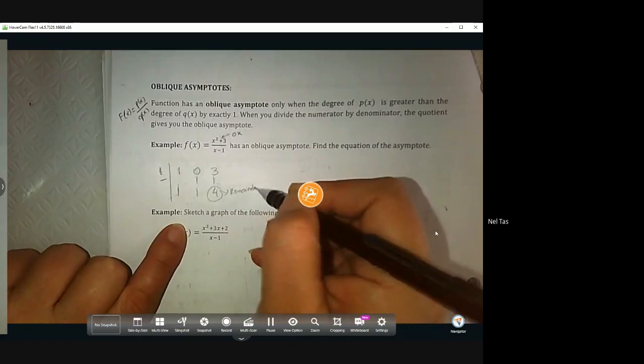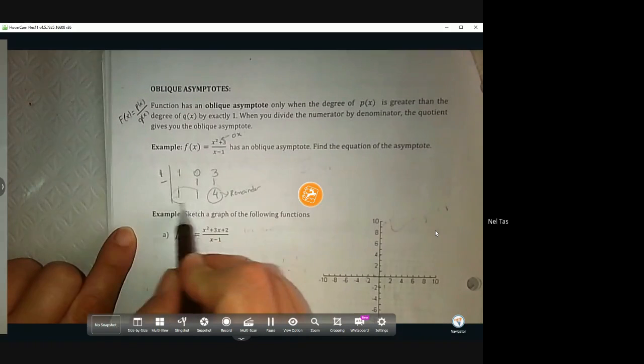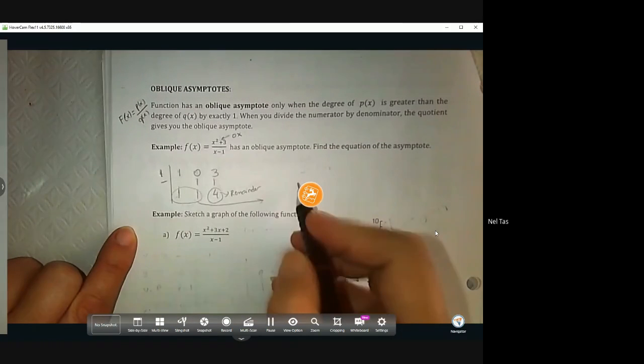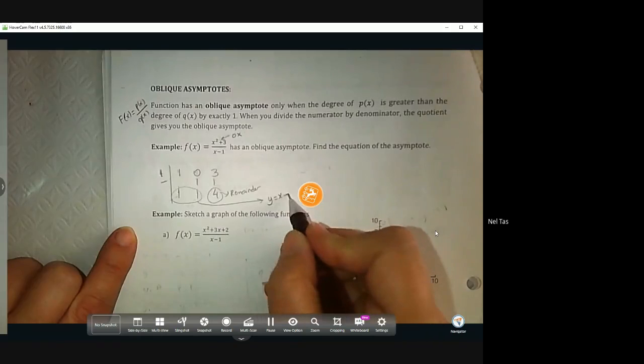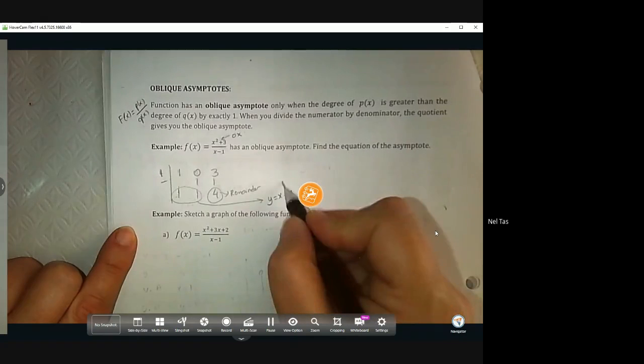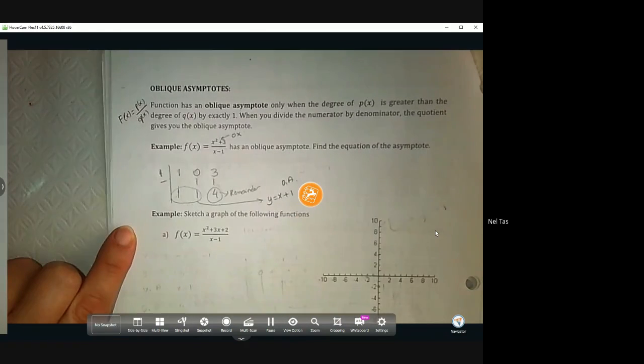And actually, we are not interested in the remainder. It is not helping us, okay? We are only interested in the quotient. This gives you y equals x plus 1, and that is your oblique asymptote.